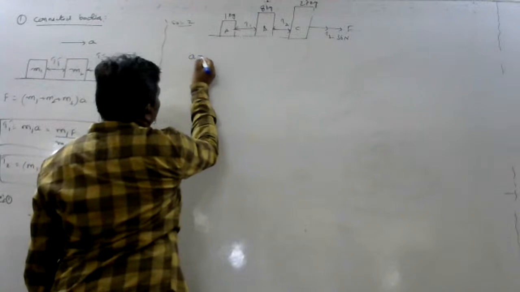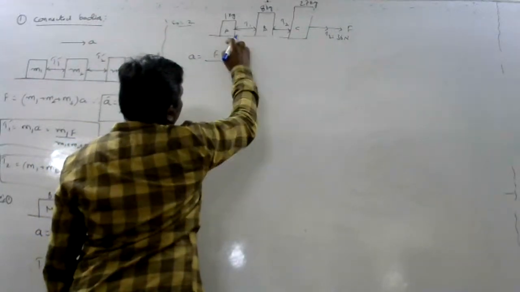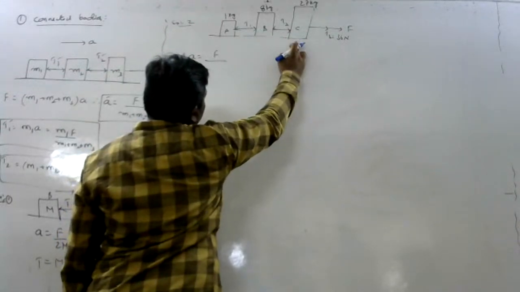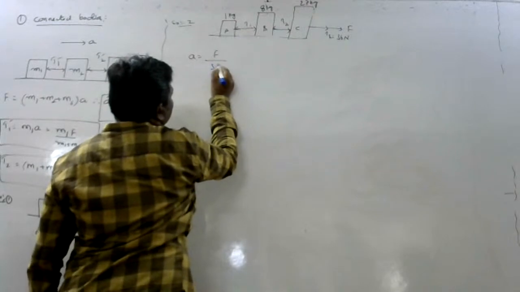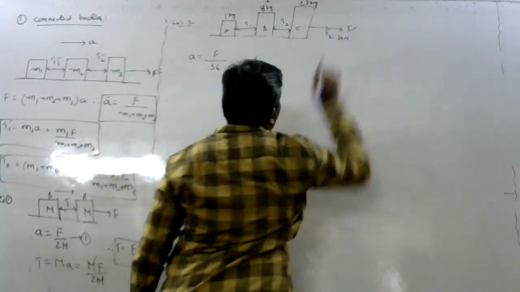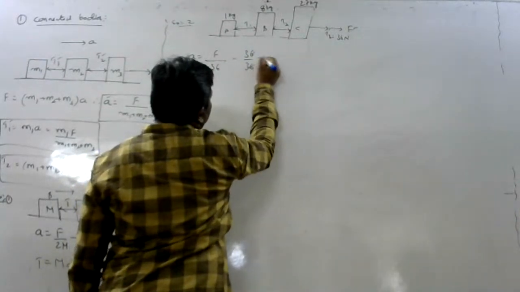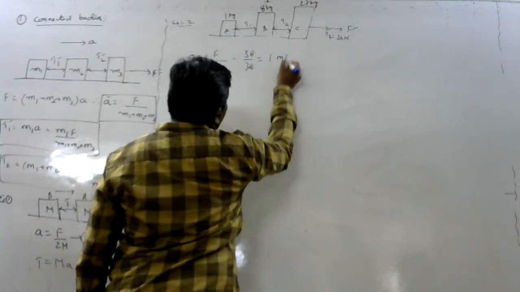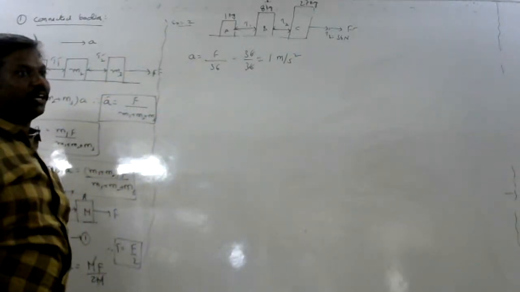Here acceleration A is equal to F by total mass, M1 plus M2 plus M3, that is 1 plus 8 plus 27, that is 36. Here F is the same, 36. So 36 by 36. That means acceleration A is equal to 1 meter per second square.